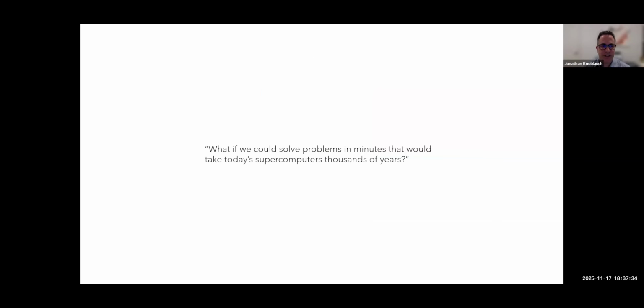So I'll start with the question: what if we could solve problems in minutes that would take today's supercomputers thousands of years? We live in a world built on computing, from the phones in our pockets to global networks. Classical computers have transformed our lives. We've also largely reached the limits of classical computing in terms of being able to model complex systems in a reasonable amount of time.